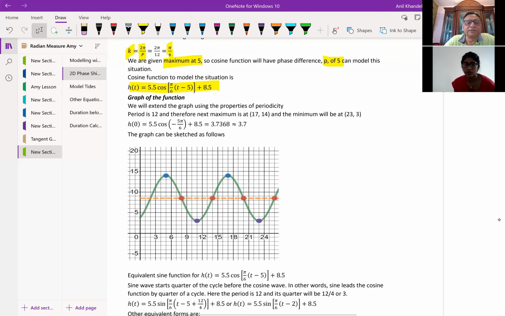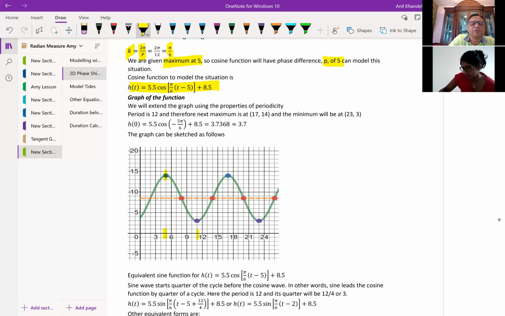I also sketched the graph exactly as given to us. Here you can see the maximum, which occurs at 5 a.m. in the morning, and the minimum occurs at 11. That becomes your sine function, I mean the cosine function, whatever you may call it. That is the real-life situation given to us. Once you have this, doing all those calculations, knowing the maximum and minimum, finding the average, amplitude, and then the phase shift gives you the cosine function.